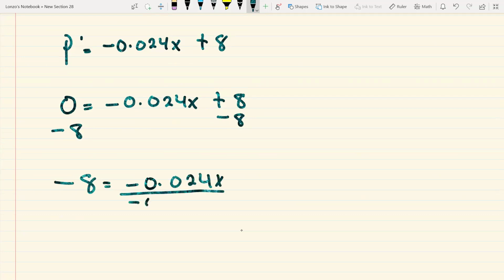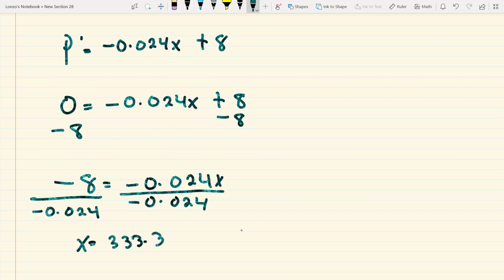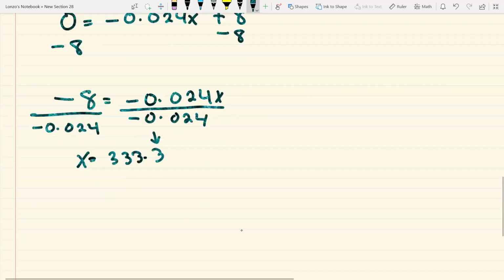So divide this by negative 0.024. You get 333.3. So I can't really have 0.3 units. So we're just going to say x equals 333 units.